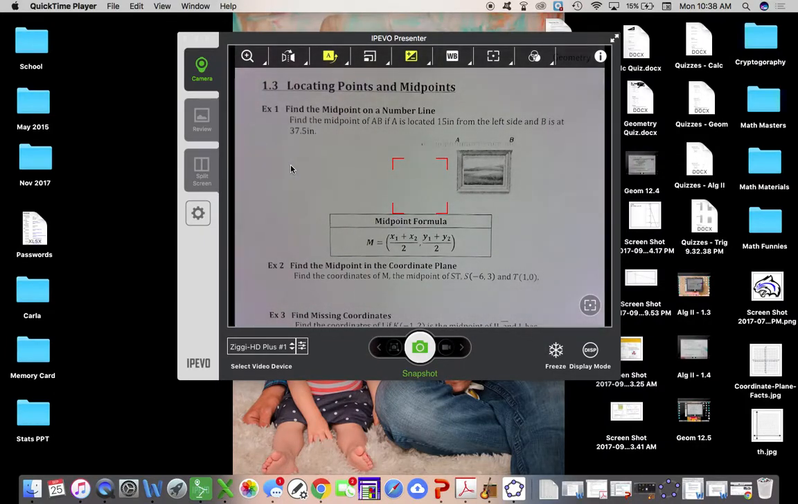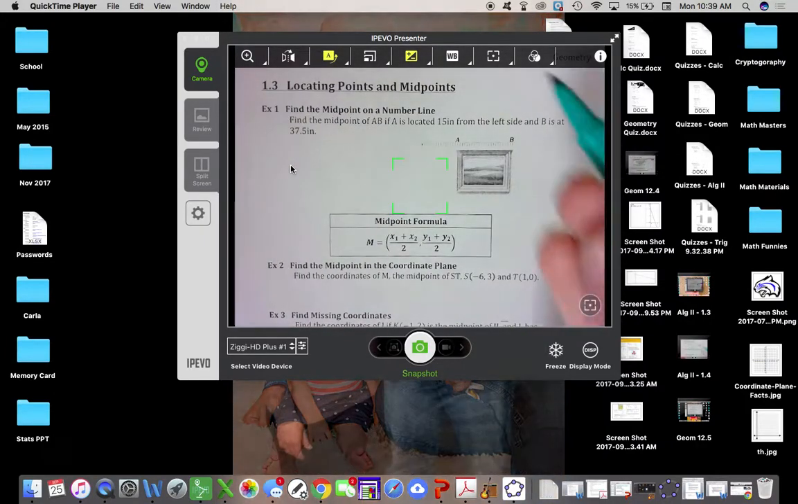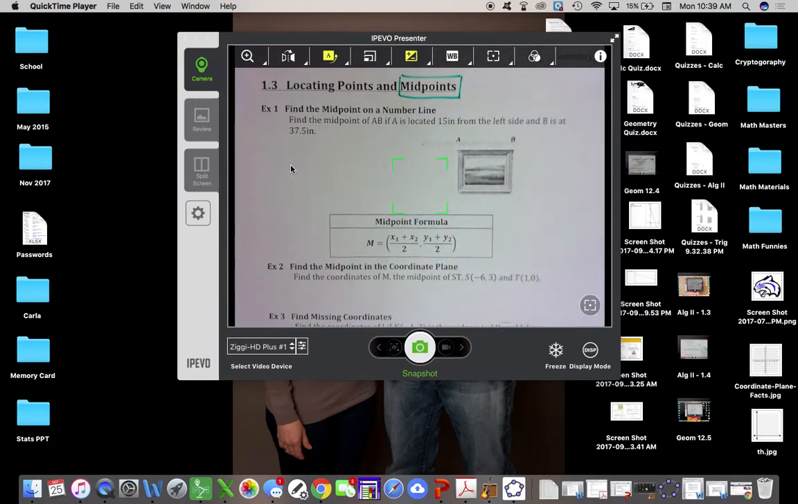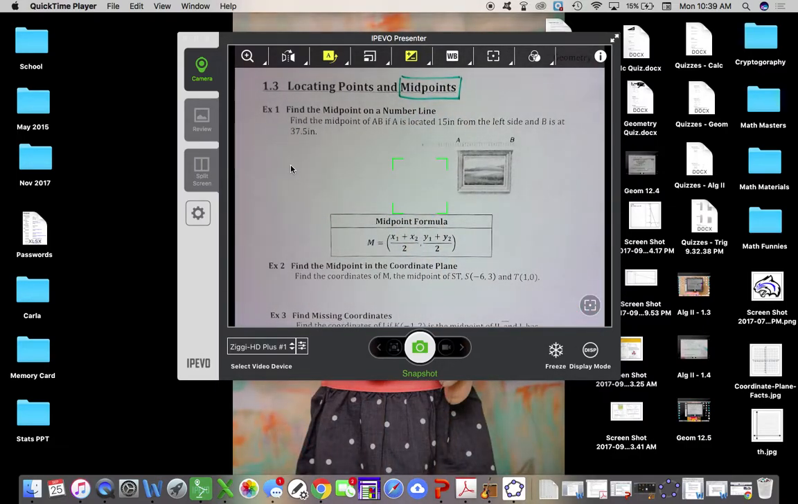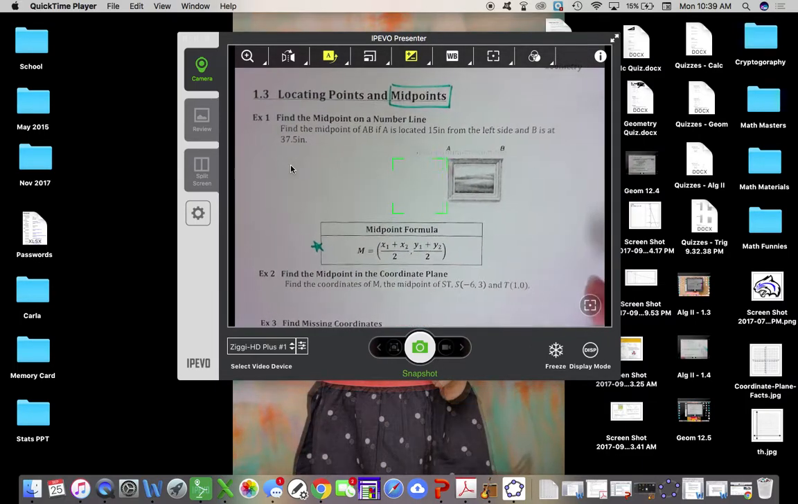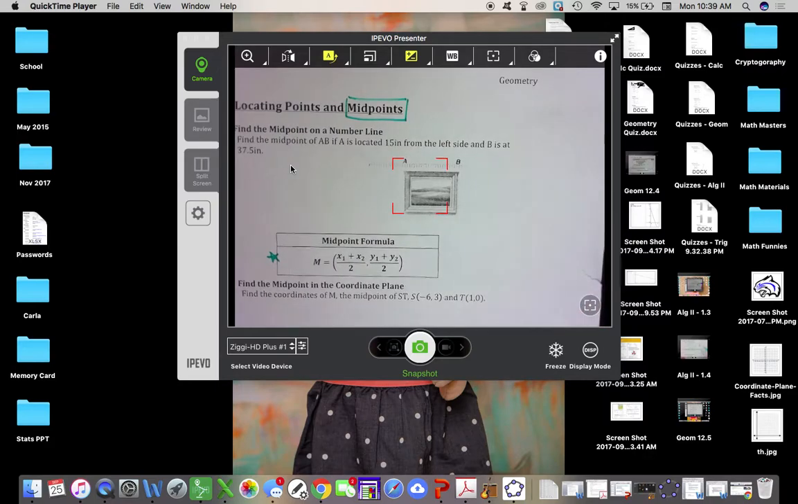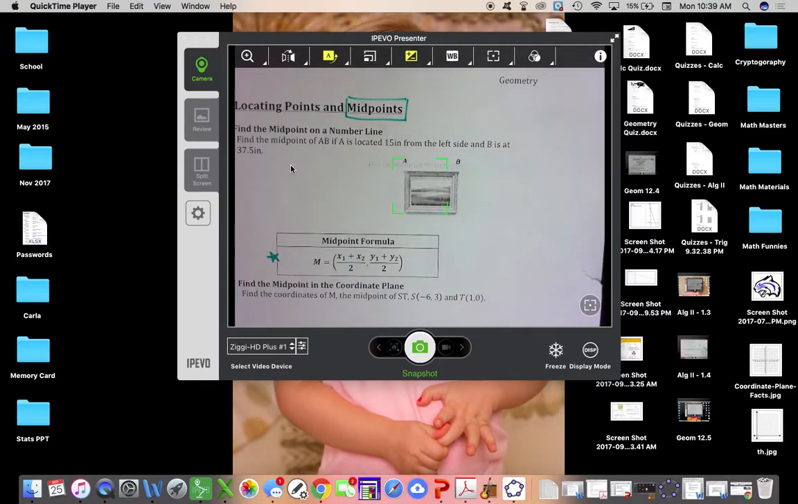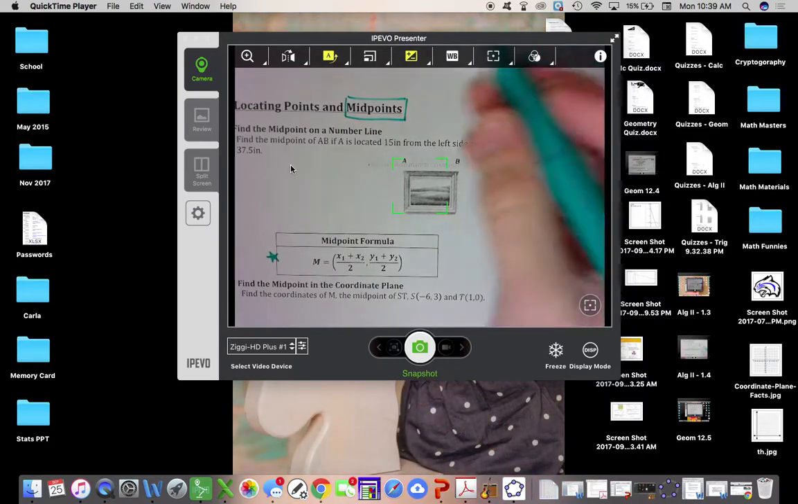Okay, geometry class, this is section 1-3. The main idea of this section is talking about midpoints. There is a formula for midpoint. It's down here. We'll talk about that here in just a minute. But midpoints and midpoint formula and distance formula are the two formulas from this chapter that I really want to make sure that you guys have memorized and know how to use.